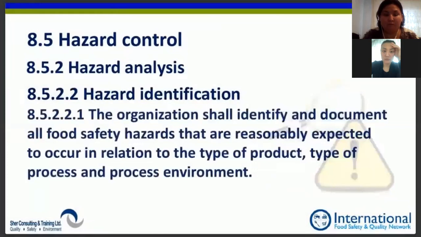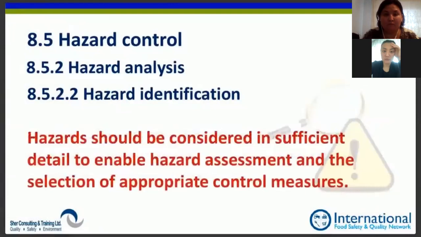Okay, hazard identification, that's the first part of HACCP, identifying hazards. The organization shall identify and document all food safety hazards that are reasonably expected to occur in relation to, blah, blah, blah. This is not new. This is new: hazards should be considered in sufficient detail to enable hazard assessment and the selection of appropriate control measures. This is one of the things that I applaud with the new standard, because as an auditor for years, I've been requiring this. And people have been saying, well, you may think that it's important, but it's not written anywhere. Well, now it is. I'm going to give you an example.